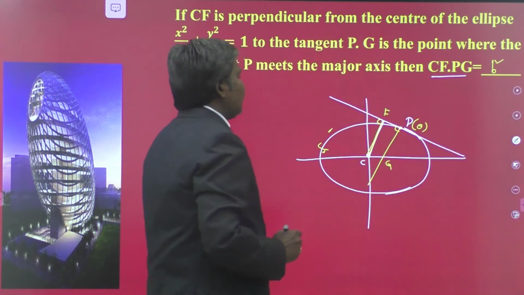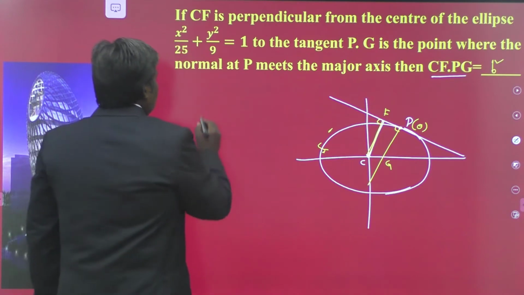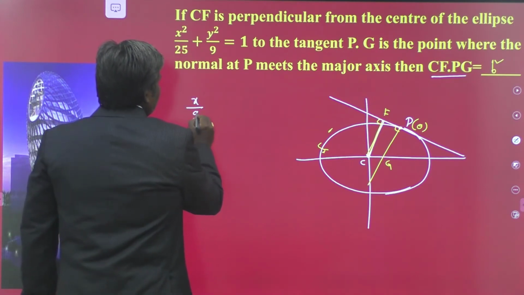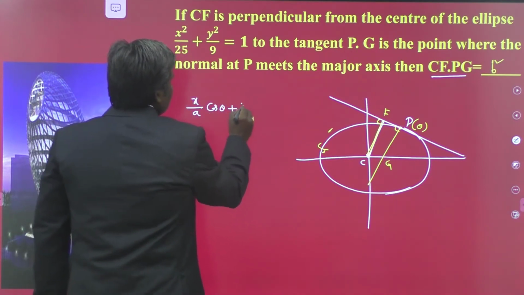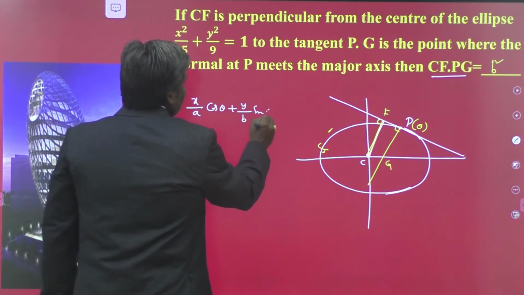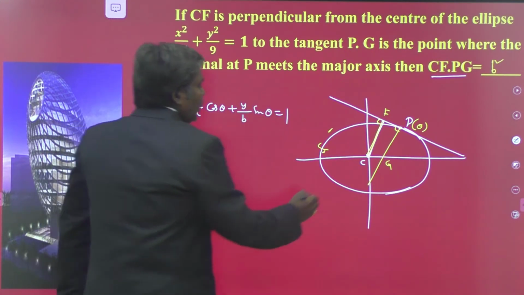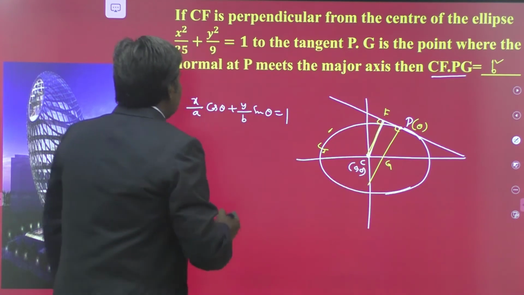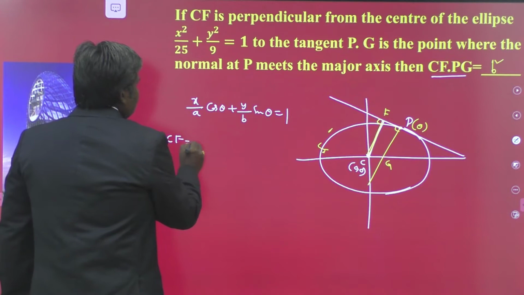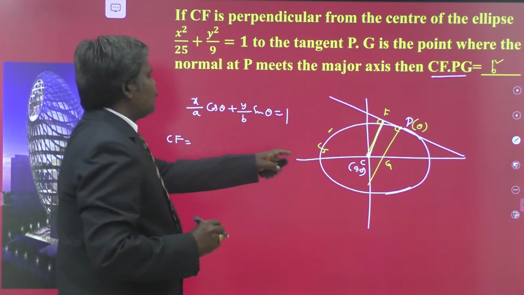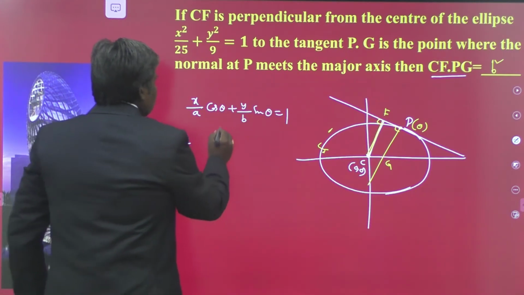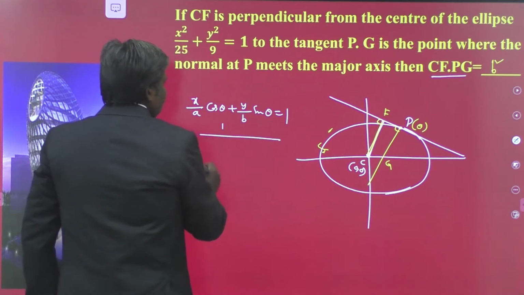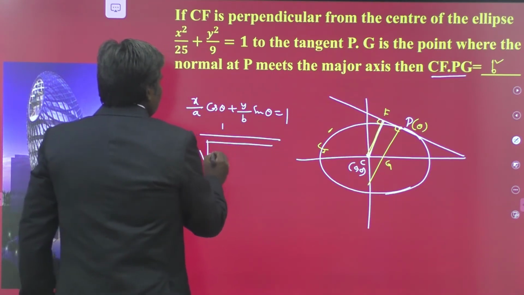So first we write the equation of tangent at theta. What is the equation of tangent at theta? x by a cos theta plus y by b sin theta is equal to 1. What are the coordinates of the center? 0, 0. So can I write CF or not? So CF is equal to the perpendicular distance from the origin to this tangent. That is 1 by modulus of C by root of a square plus b square.